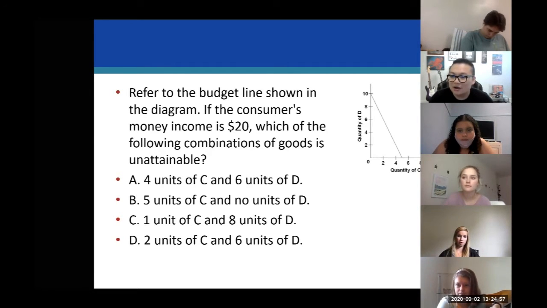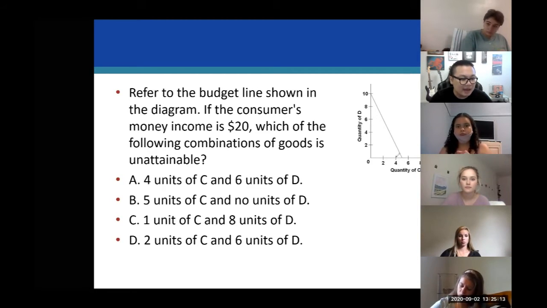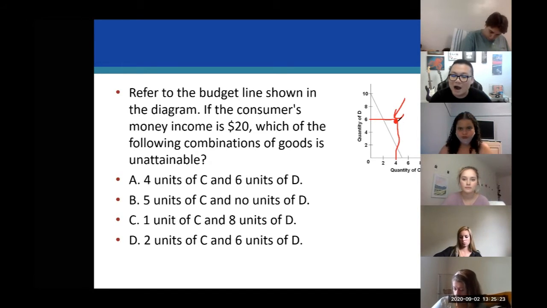Okay, so in order to do these kind of questions, once again, you just need to connect all the dots. If you find the dot is on the right side of the budget line, then it's unattainable. If it's on the left side or it's along the budget line, then it's totally available, attainable, okay? So here, 4 units of C and 6 units of D. If we draw a straight line here and 4 units of C here, oh, I'm sorry, my drawing is so bad. You will see this is on the right side of the budget line, so it's already unattainable.